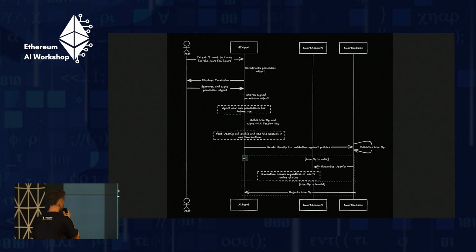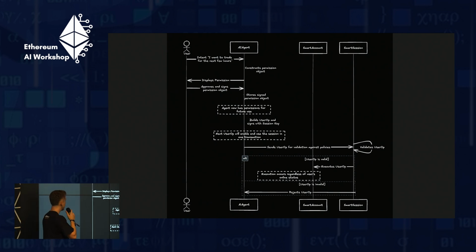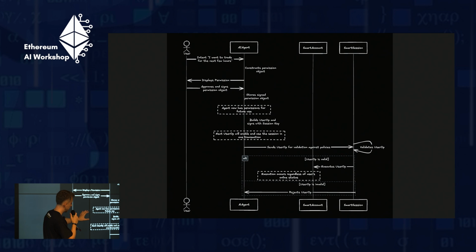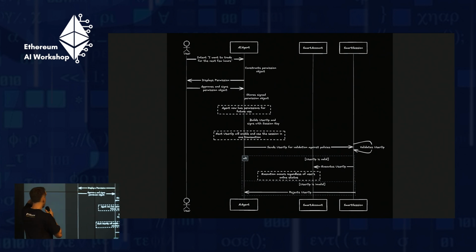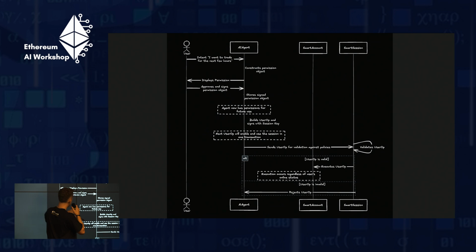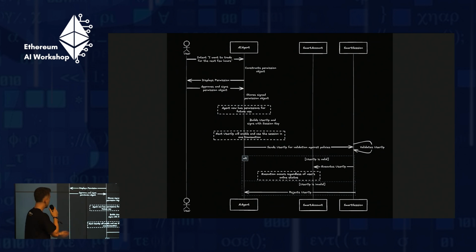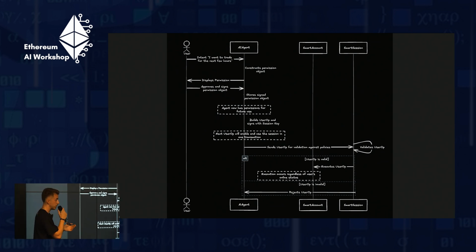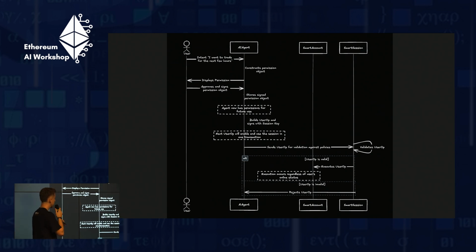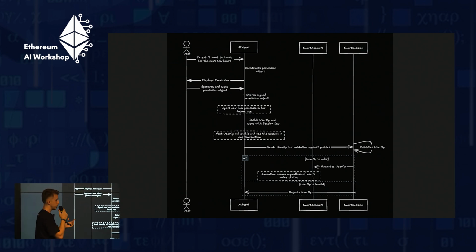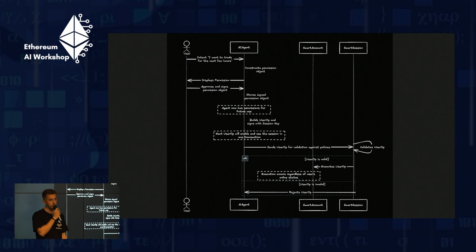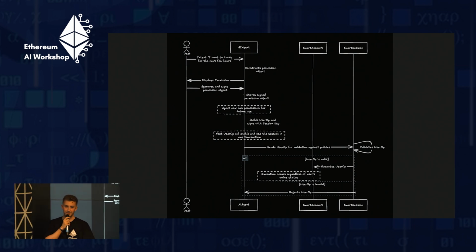Now I know I talked a lot, so probably we didn't get it fully, but this is a representation of how it happens. So there is a user, he comes to the AI agent, he says something like, I want to trade for the next few hours. So this is an intent. Now the AI agent uses something like a natural language processing model. And this is something that the team at Brian are doing, so shout out, guys.